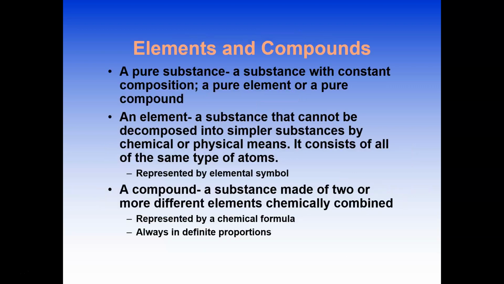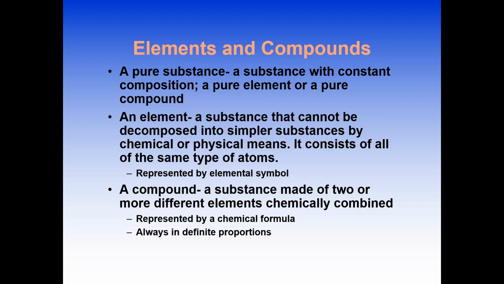So let's talk about them a little bit more. A pure substance is a substance with a constant composition, a pure element or a pure compound. An element is a substance that cannot be decomposed into simpler substances by chemical or physical means. It consists of all of the same type of atoms, and we represent it with that elemental symbol you were asked to memorize.